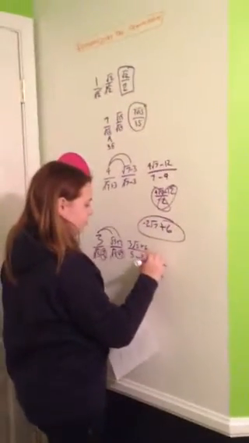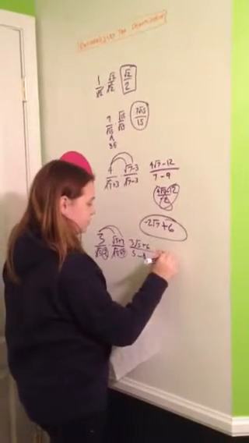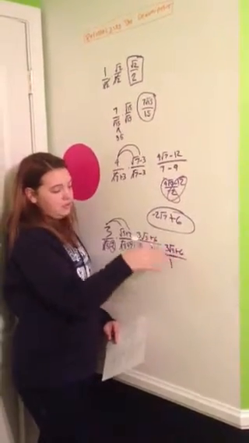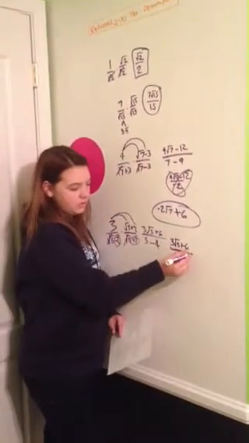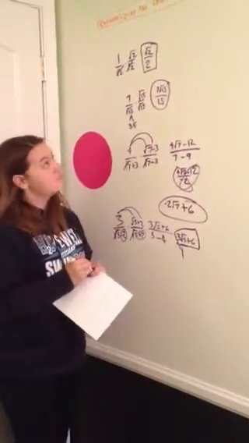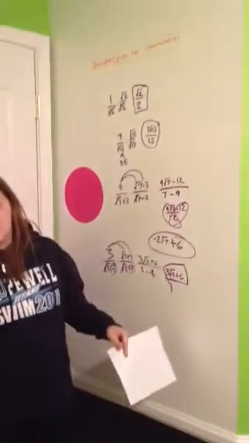And then you're left with 3 radical 5 plus 6. And you see you can't simplify anything else because anything over 1 is just the same thing. So your final answer is 3 square root of 5 plus 6. And that is how you rationalize the denominator.